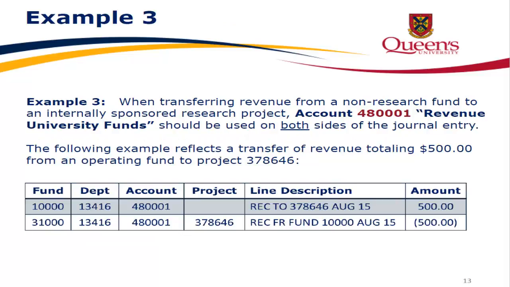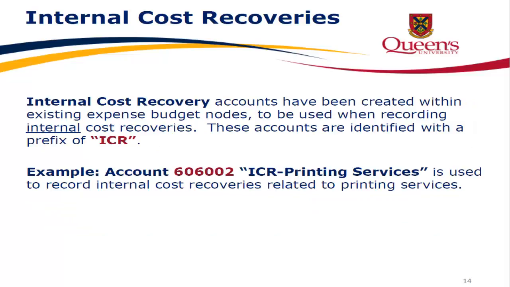In our third example, internal revenue is being transferred from an operating fund to an internally sponsored research project. You will notice account 480001 has been used on both sides of the journal entry. Internal cost recovery accounts have been created within existing expense budget notes to be used when recording internal cost recoveries. These accounts are identified with a prefix of ICR. For example, account 606002, ICR Printing Services, is used to record internal cost recoveries related to printing services.